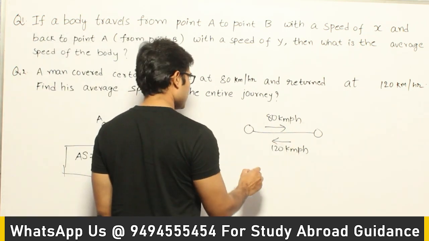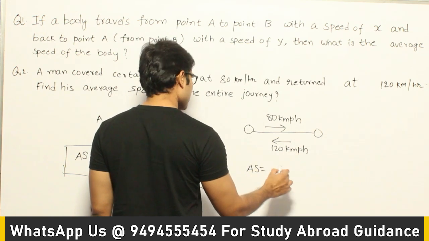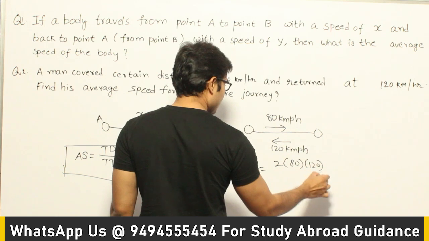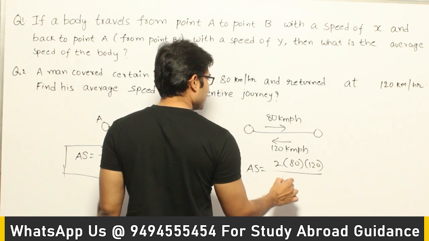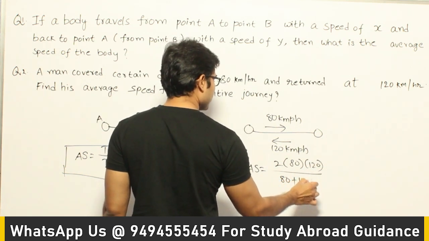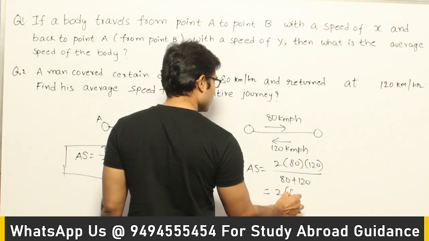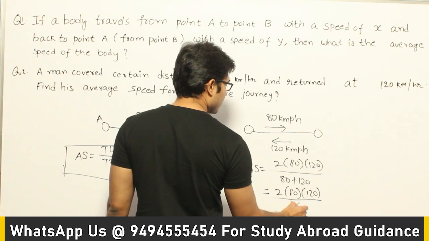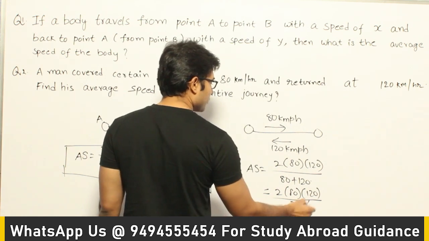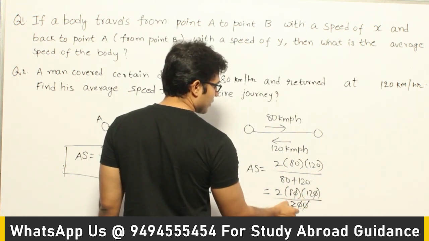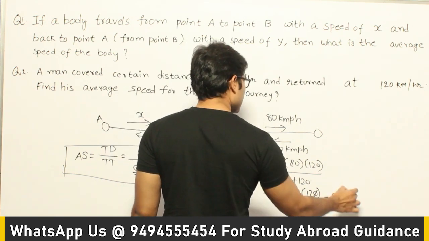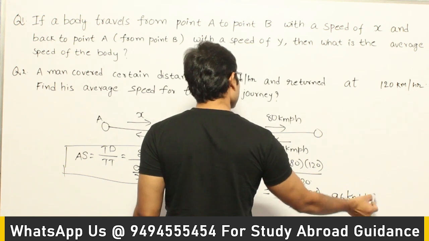When the distance is the same, average speed equals 2xy divided by x plus y. So xy is 80 into 120 divided by x plus y. So x plus y is 80 plus 120, right? So this is 2 into 80 into 120 divided by 200. Right, so 12 8 96. So 96 kilometers per hour is going to be the average.